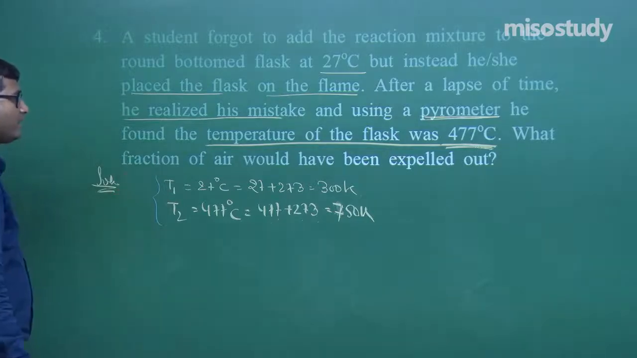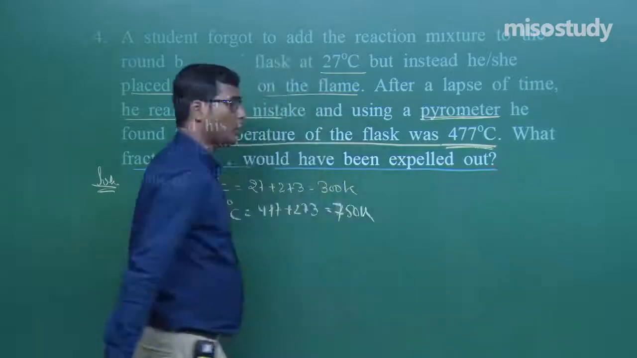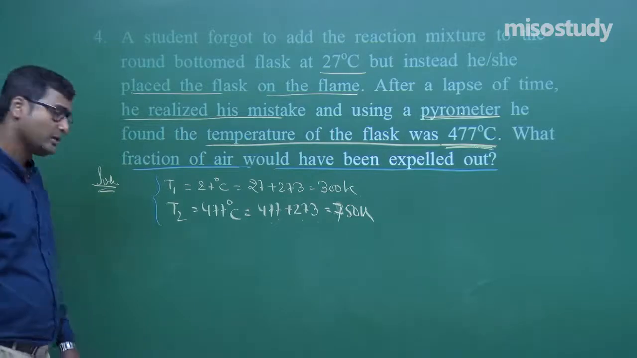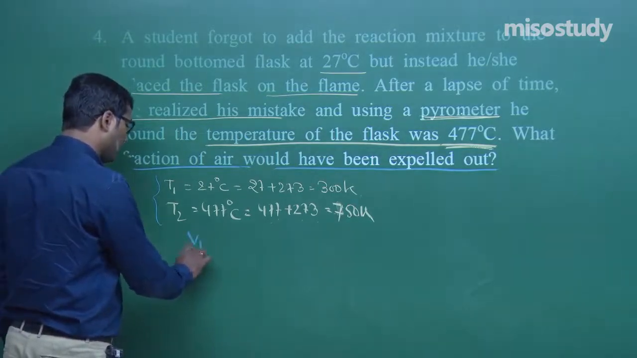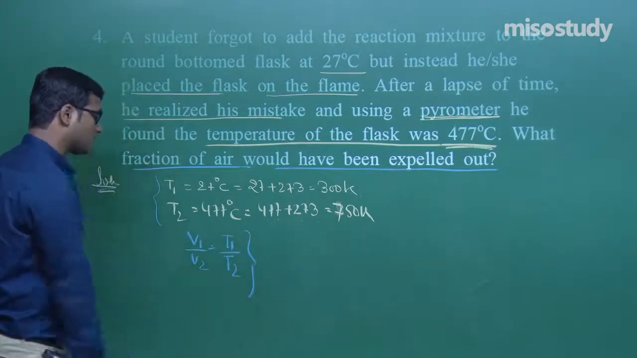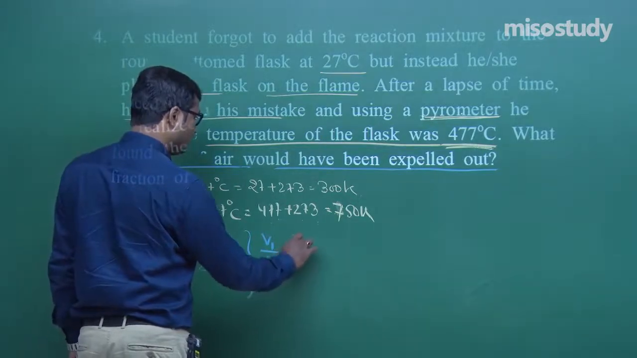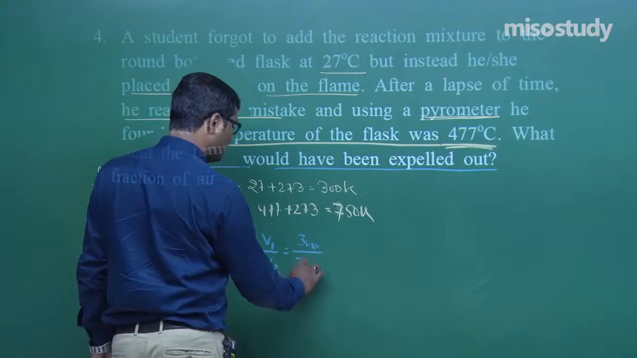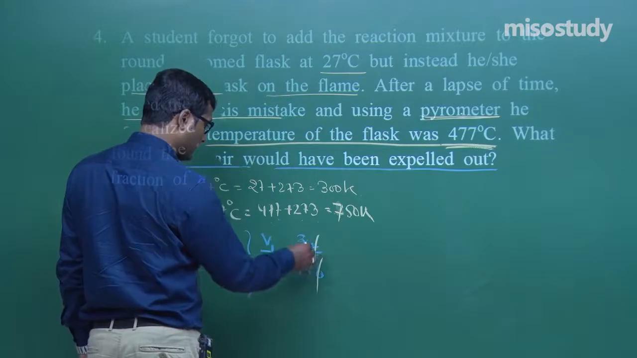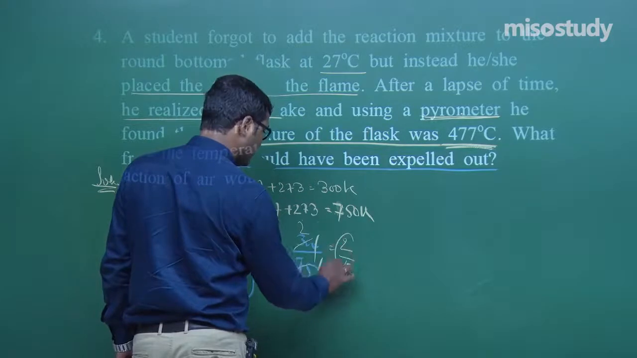Now what is given here? What fraction of air would have been expelled out? We know V1 upon V2 is equal to T1 upon T2. This is Charles law. Now V1 upon V2 is equal to T1, which is 300, upon T2, which is 750. Now this will be 2 by 5, the fraction is 2 by 5.